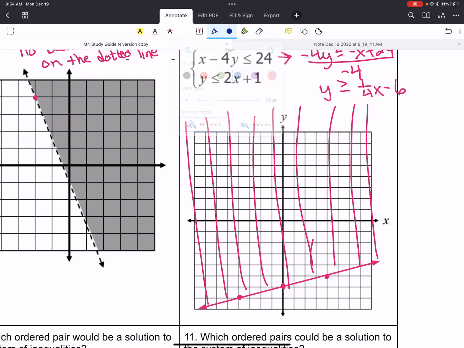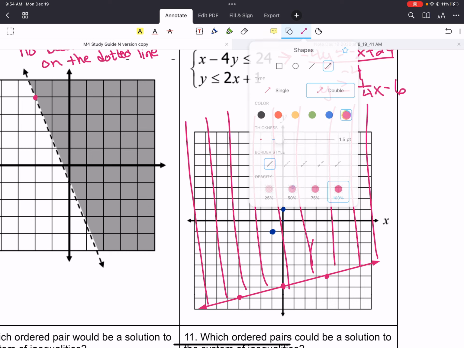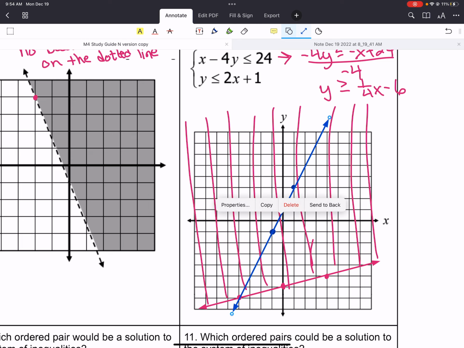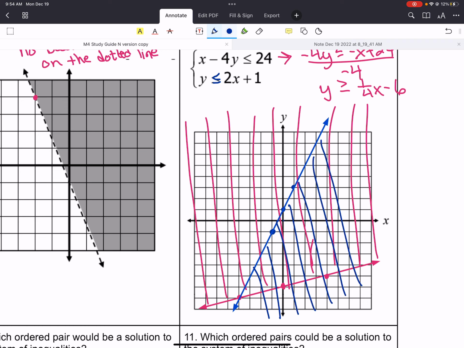Okay, this next line, I'm going to start at 1, go up to right 1, or down to left 1, or both. It is also a solid line. And I find that my line tool is very helpful for this. And y's are less than or equal to, so I'm going to shade below. And then all my answers lie in my double shaded region. So I'm going to highlight that for you just to make it very obvious where I'm talking about.